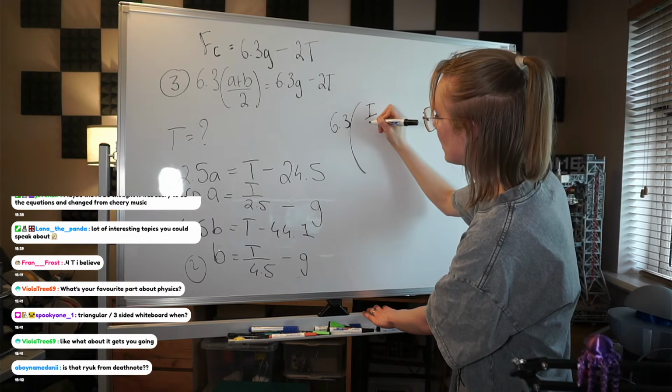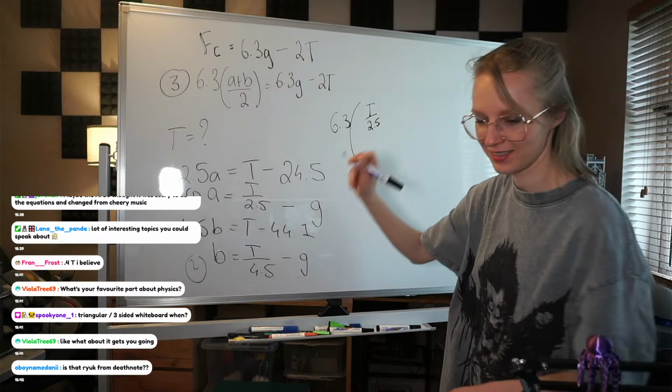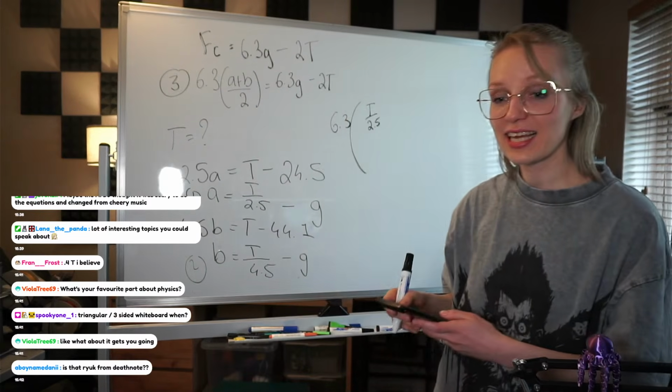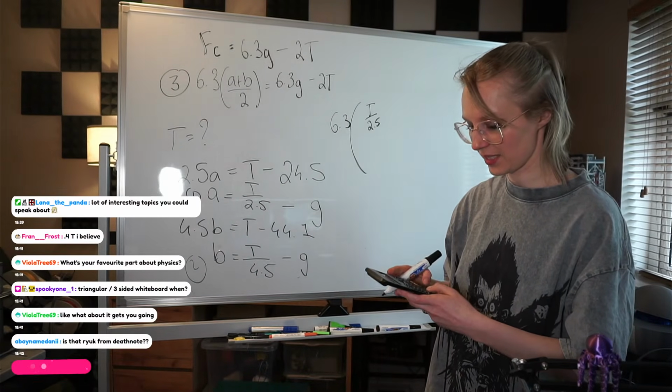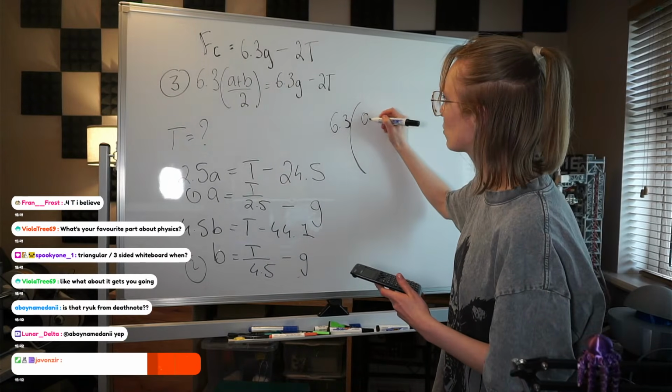E divided by 2.15. Why am I doing that? It is Ryuk from Death Note, yes. Let's do it in decimals, just in case.